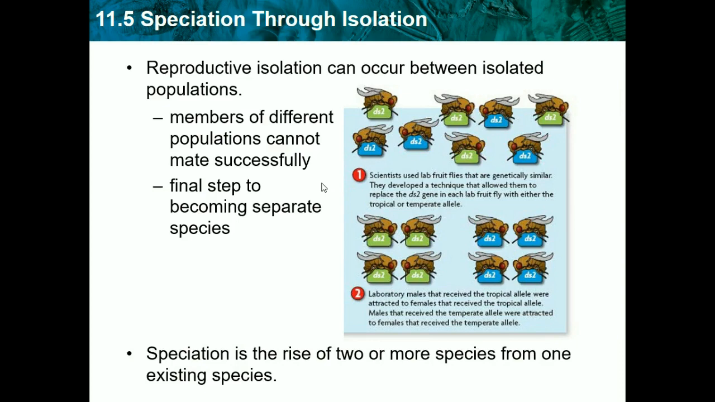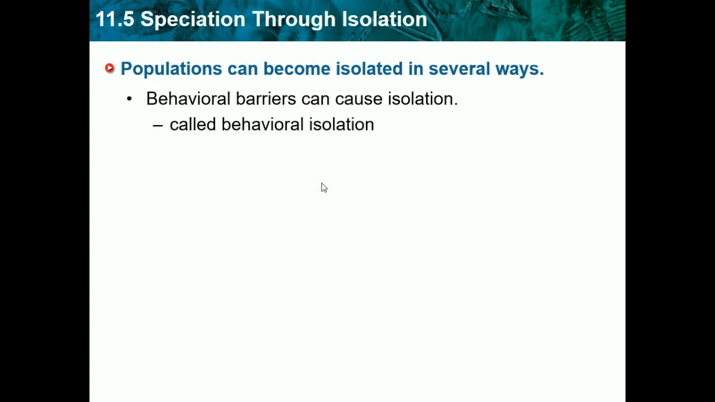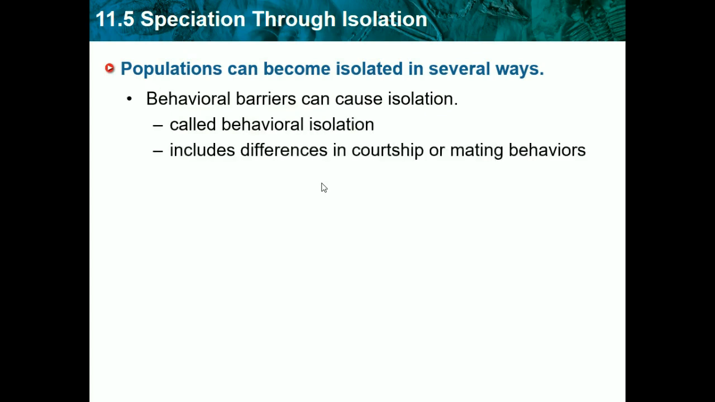Speciation is the rise of two or more species from one existing species. So populations can become isolated in several ways. Behavioral barriers can cause isolation. It's called behavioral isolation. It includes differences in courtship and mating behavior. And courtship is basically just what leads up to mating.